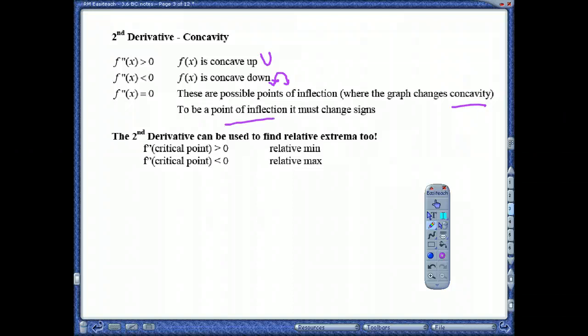Now remember, the second derivative can be used to find that relative extrema too. Plug that critical point into your second derivative. If it's positive, you're a min, negative, you're a max.